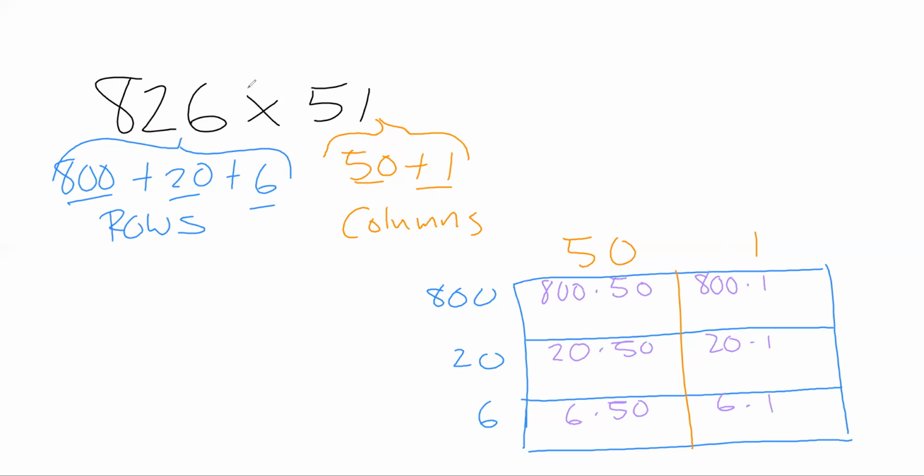Okay, so let's multiply. This is a gift. This is the identity property of multiplication. So any number times 1 is that number. So that row was good.